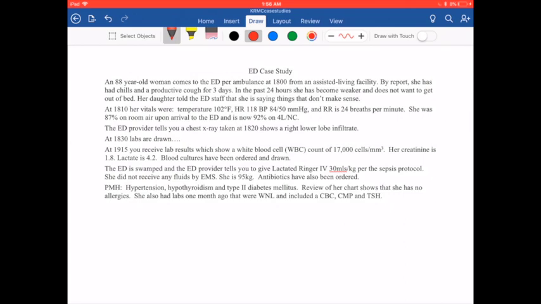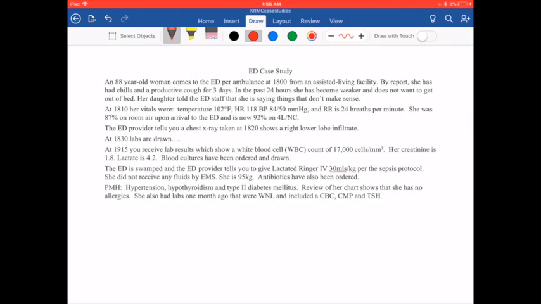So the ER is swamped as usual, and the provider tells you to give lactated ringers IV 30 mL per kg per the sepsis protocol. She did not receive any fluids by EMS. She is 95 kilograms. Antibiotics have also been ordered.